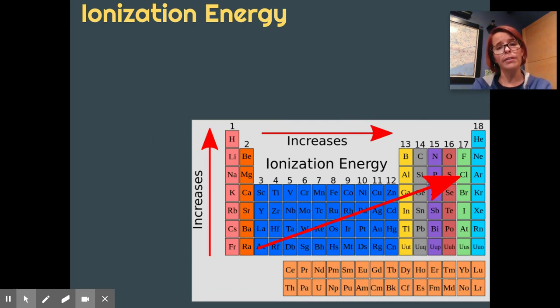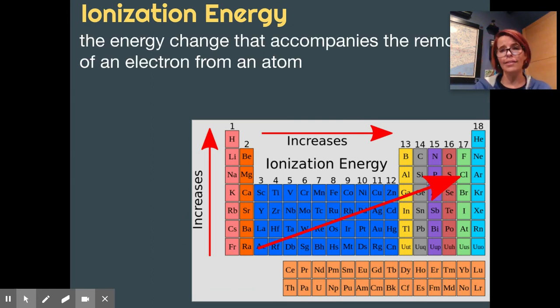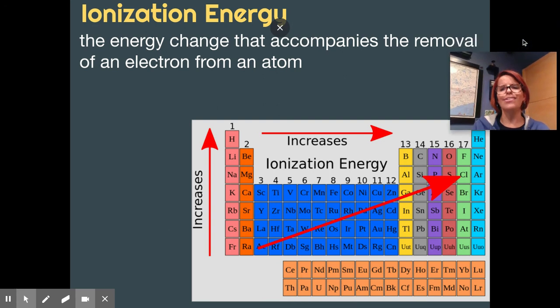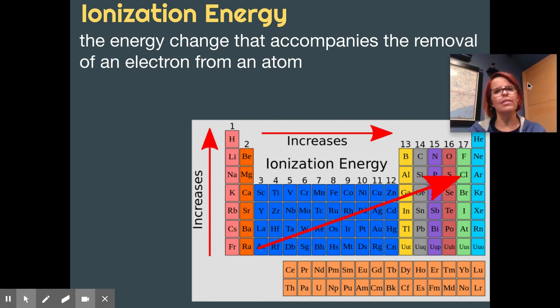Okay, the next periodic trend that we're going to talk about is ionization energy. This is one you're not going to know the definition of unless you write it down: the energy change that accompanies the removal of an electron from an atom. I don't like the name ionization energy because it doesn't feel very intuitive to most people. An ion is an atom that has gained or lost electrons. So what we're talking about is specifically losing an electron.